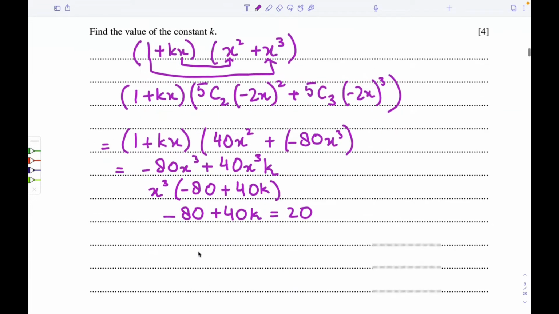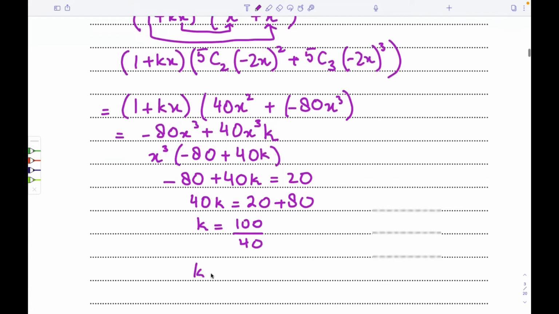Solving this, we get 40k = 20 + 80, which is 100. So k = 100/40, and simplifying this, we get k = 5/2.